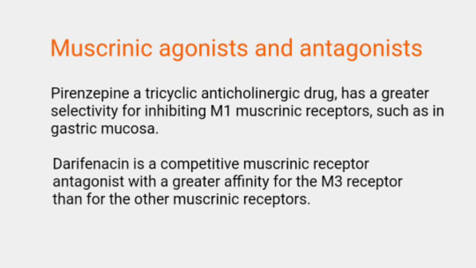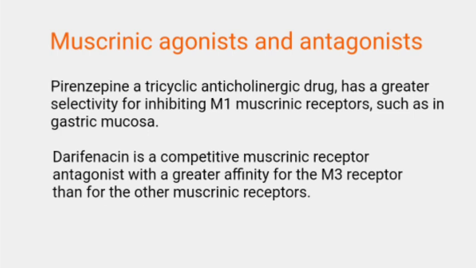For example, pirenzepine, a tricyclic anticholinergic drug, has a greater selectivity for inhibiting M1 muscarinic receptors, such as in the gastric mucosa. At therapeutic doses, pirenzepine does not cause many of the side effects seen with the non-subtype specific drugs. However, it does produce a reflex tachycardia on rapid infusion due to block of M2 receptors in the heart. Therefore, the usefulness of pirenzepine as an alternative to proton pump inhibitors in the treatment of gastric and duodenal ulcer is questionable.